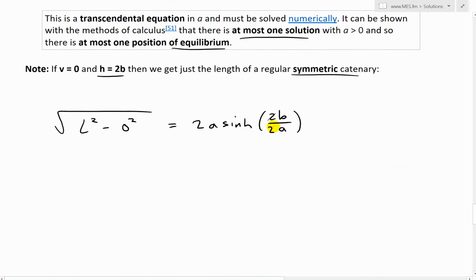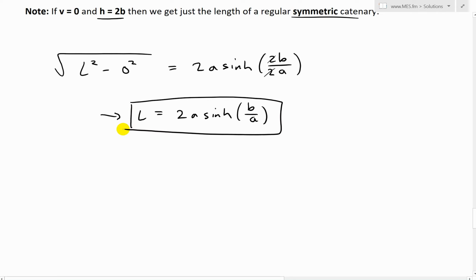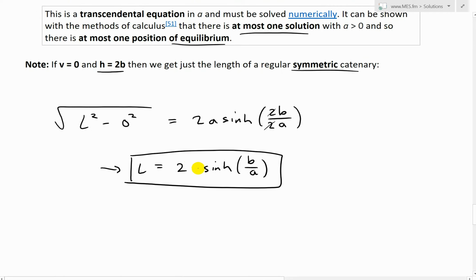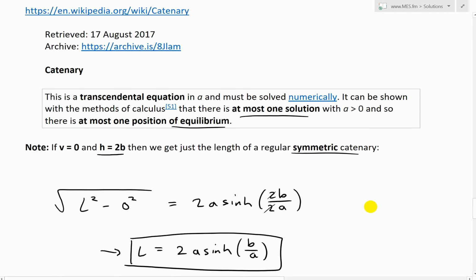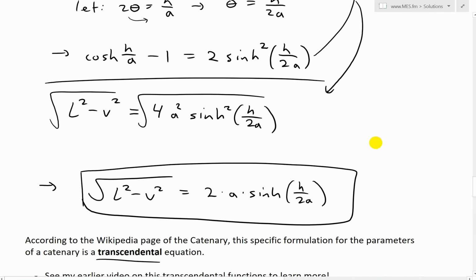The 2's cancel here, and then this becomes a 0. The square root of L squared is just L, so we get L equals 2a sinh of b over a. This is the same formula I explained in my earlier video on example 4, and then I noted above, which is just the length of a symmetric catenary. So 2a sinh b over a, and that's a way of double checking our work. That's correct. Anyways, that's a very useful one. It's a pretty extensive video.